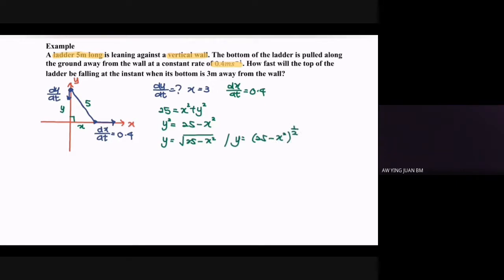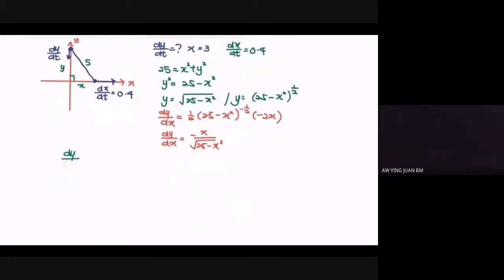Next, what we have to do is to differentiate the situation with respect to x. So we will have dy dx is equal to 1 over 2 bracket 25 minus x squared bracket to the power of negative 1 over 2. Differentiate the internal function and we will have negative 2x. Simplify the situation. Dy dx is equal to negative x over square root of 25 minus x squared. Next, we use the chain rule to find dy dt. Dy dt is equal to dx dt multiplied by dy dx.